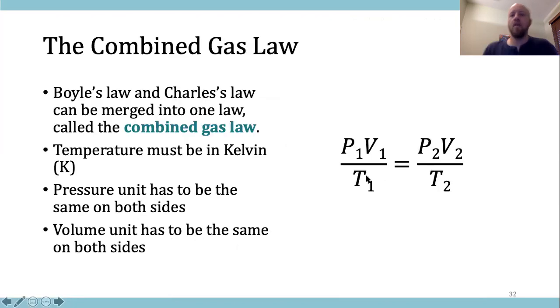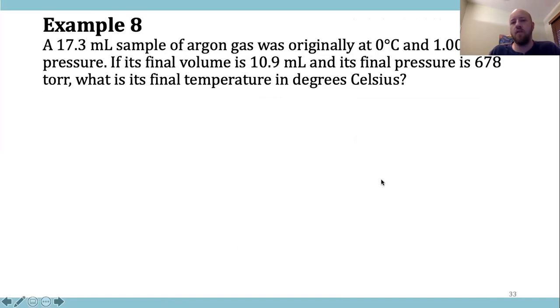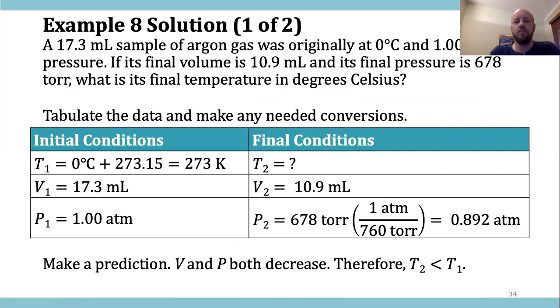The combined gas law just puts Charles' and Boyle's laws together. Again, there's nothing different here for how these problems are done. It's just that you're given more variables to work with. Again, the only consideration here is the temperature has to be in Kelvin. So here we just have more terms.